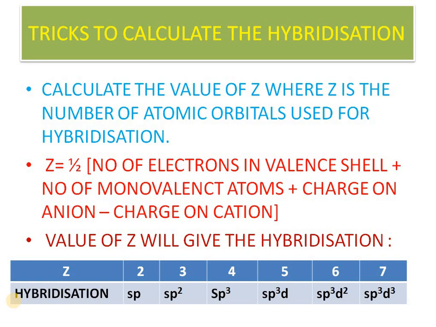So Z is calculated with the formula: Z is equal to 1 by 2 of the number of electrons in the valence shell. Whenever I am talking of the number of electrons in the valence shell, I mean the central atom plus the number of monovalent atoms, which are having valency 1, plus the charge on anion minus the charge on cation. If it is a cation, we have to reduce the charge, and if it is an anion, then we have to add the charge. So we will understand more with the example.